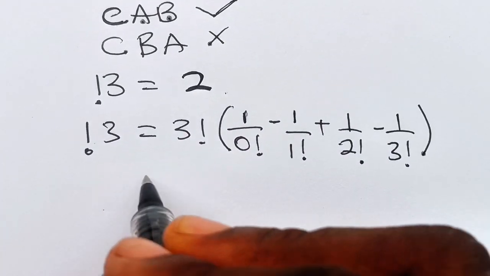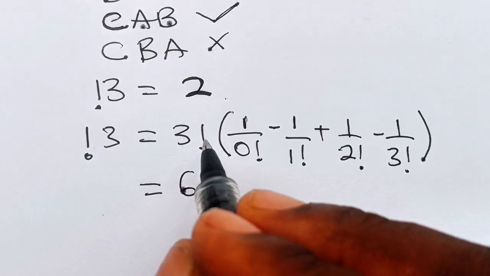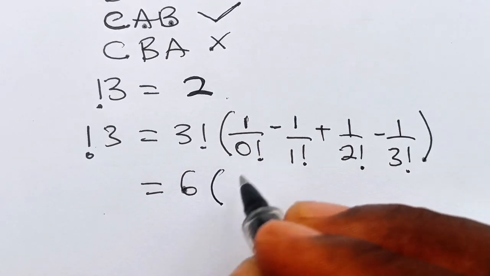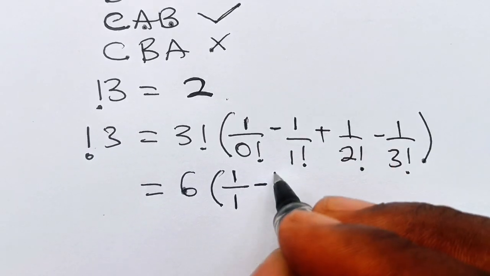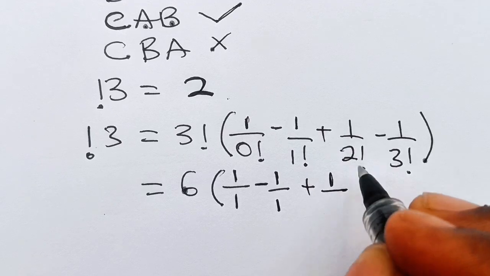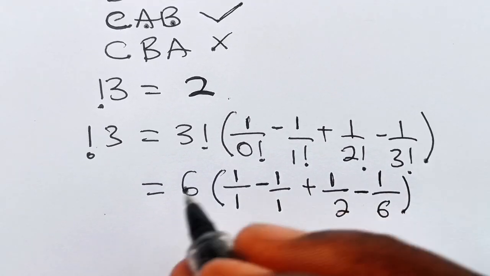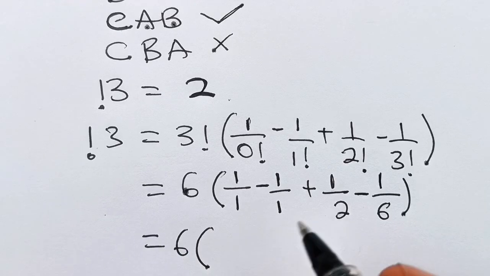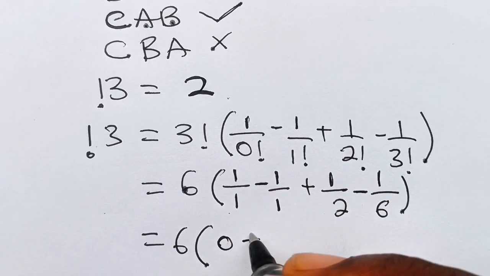Now we have that this is equal to, remember that 3 factorial is 6, 3 times 2 times 1, which is 6. In the bracket, 1 over 0 factorial is 1, minus 1 over 1 factorial is still 1, plus 1 over 2 factorial is 1 over 2, minus 1 over 3 factorial is 1 over 6. So we have 6 multiplied by 1 over 1 minus 1 over 1, which is 0. So we have 0 plus.